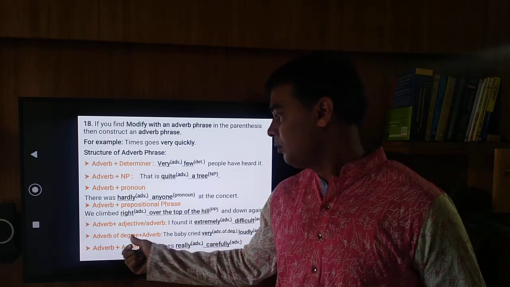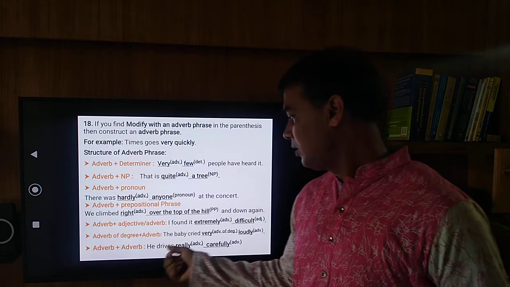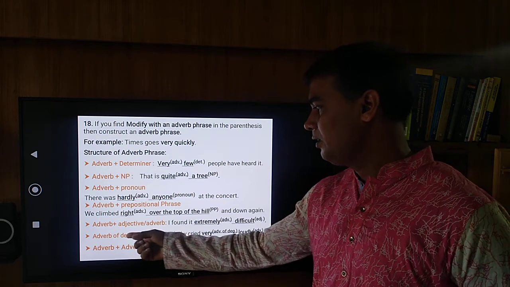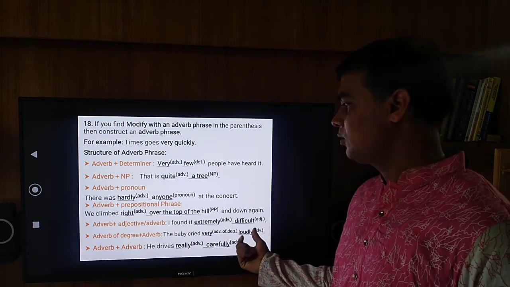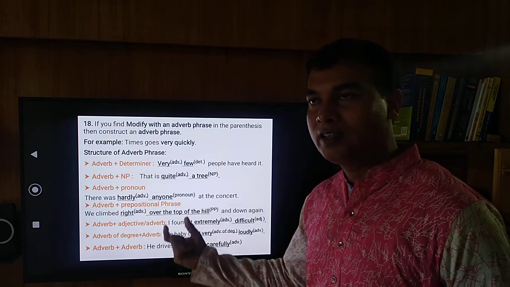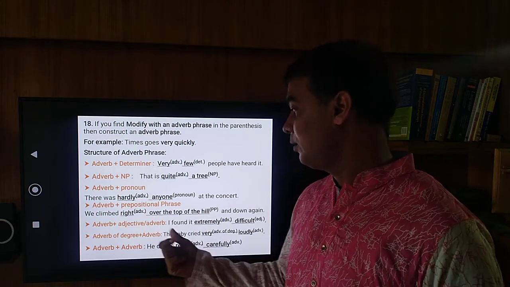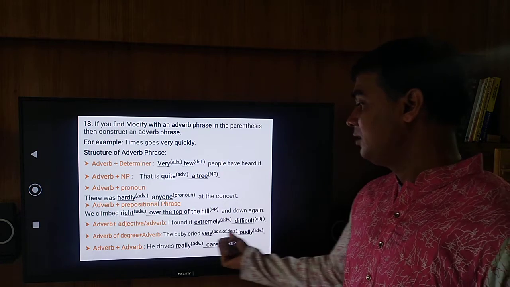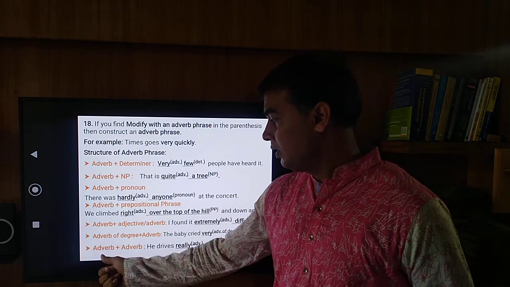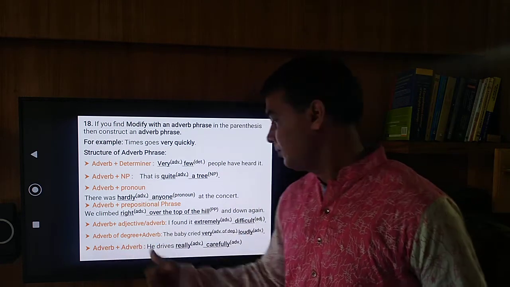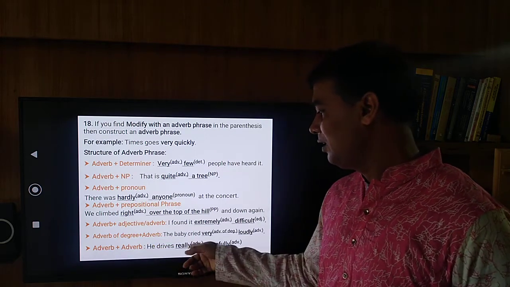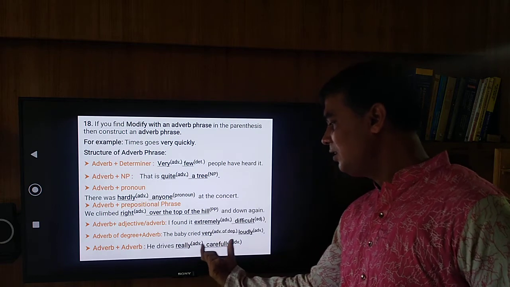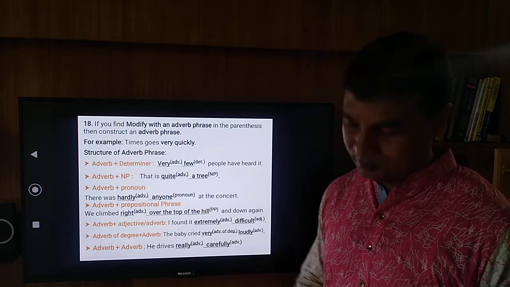Then adverb of degree plus adverb. Okay. The baby cried very loudly. Here, very is an adverb of degree, and then loudly, this is an adverb. So combining these two things, adverb of degree plus adverb, we can construct an adverb phrase. So very loudly, this is an adverb phrase. Next one, adverb plus adverb. Really, this is an adverb, and carefully, this is also an adverb. Combining these two things, really carefully, this is an adverb phrase.